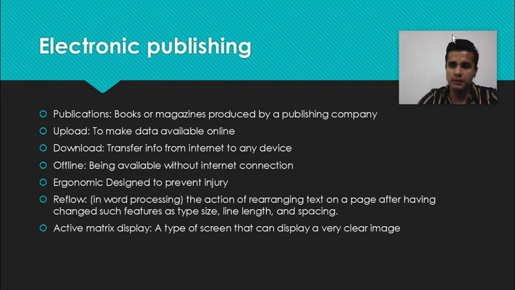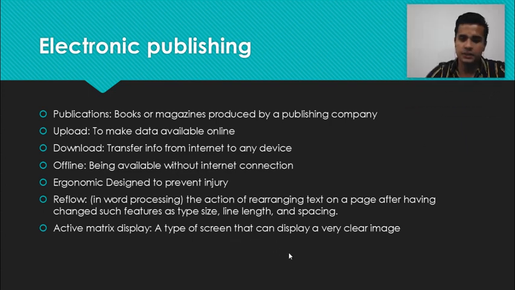And what is this? Active matrix display. This is just a type of screen that can display a very clear image. I don't know if you know the AMOLED display on some cell phones, or the full HD display on some computers. All of those are just types of screen. What's a screen? For example, on my cell phone, this part is my screen.